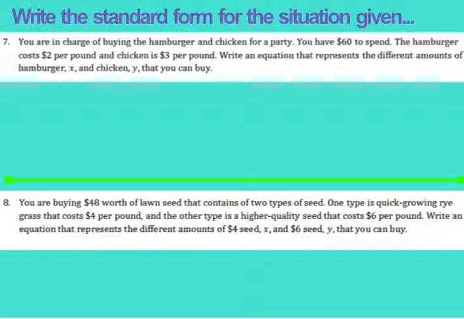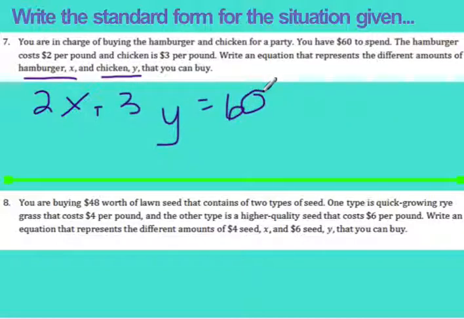It says you are in charge of buying hamburger and chicken for a party. You have $60 to spend. The hamburger costs $2 per pound and the chicken costs $3 per pound. So it gives us that hamburger is represented by X and that chicken is represented by Y. Okay? So for every X pound of hamburger that I buy, it's going to cost me $2. For every Y pound of chicken, it's going to cost me $3. And all of that has to equal the $60 that I have to spend.